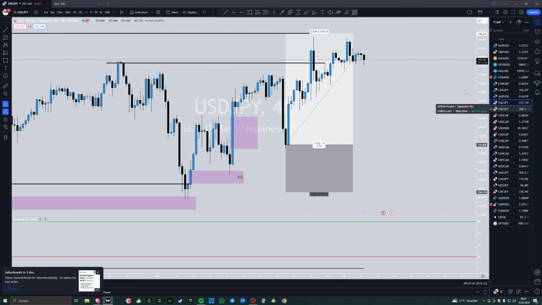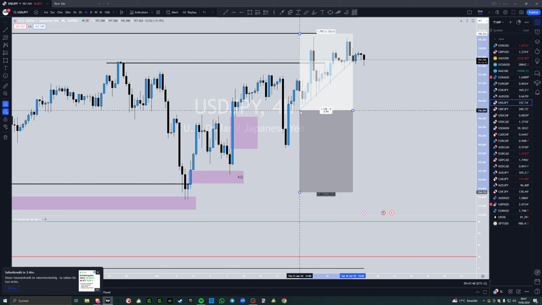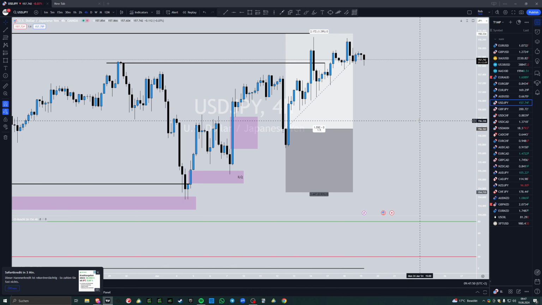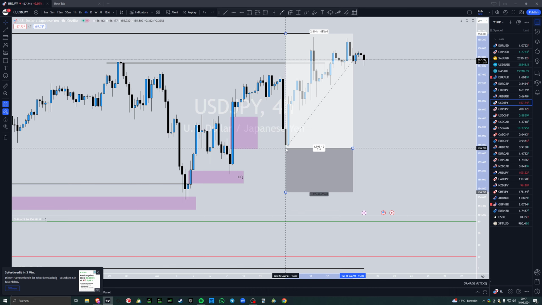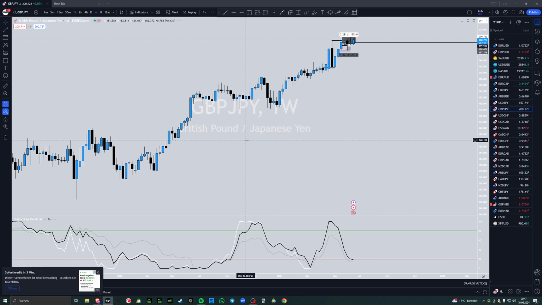Yeah, pretty good trade, but no real entry here. The ratio would be worse. However, obviously you could enter a 1-to-1 all the time, but yeah. Okay, GJ.